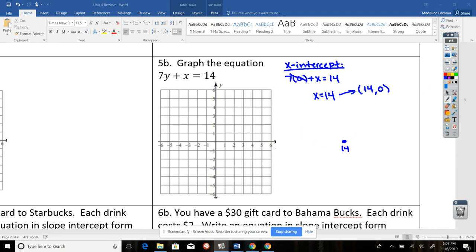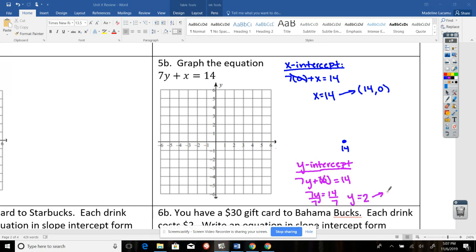So the next thing we need to find is our y-intercept, which is basically the same steps, except we're going to replace x with 0 this time. So I have 7y plus, instead of an x, I put a 0, equals 14. So again, this 0 does not affect our equation at all, so we can just cross it out. So I have 7y equals 14. Then I just divide by 7, so I get y equals 2.